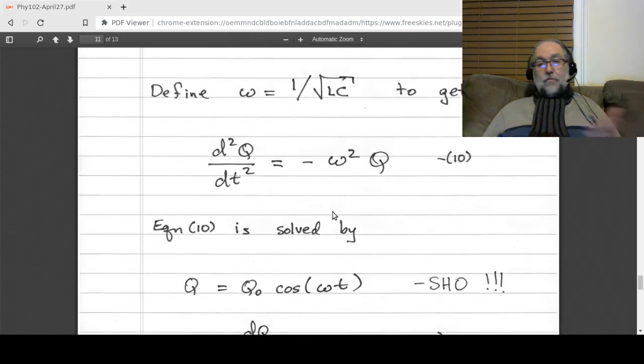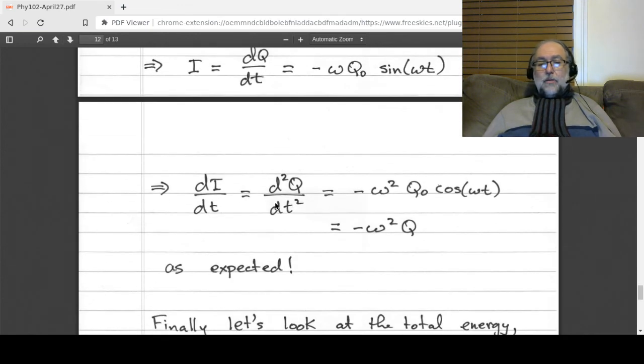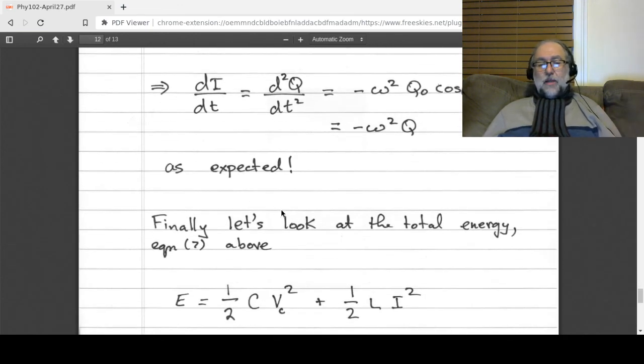All of that was just to show you that Q naught cosine omega t, when you plug it into 10, works. If you tried to plug in some other function for Q, it wouldn't work. The only function that's going to solve 10 is either the cosine or the sine, or some linear combination of the two, but this is good enough. So this is as expected.